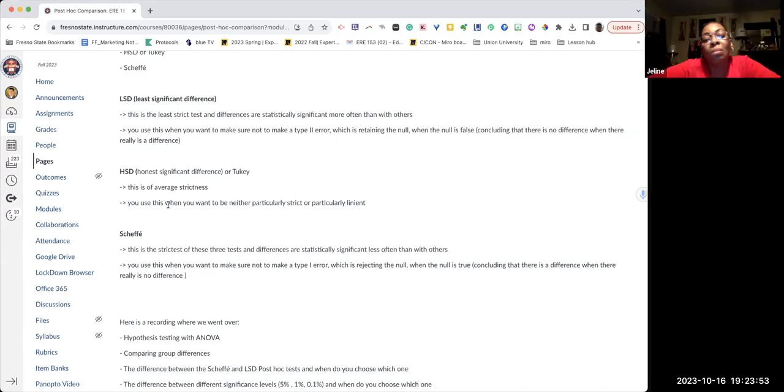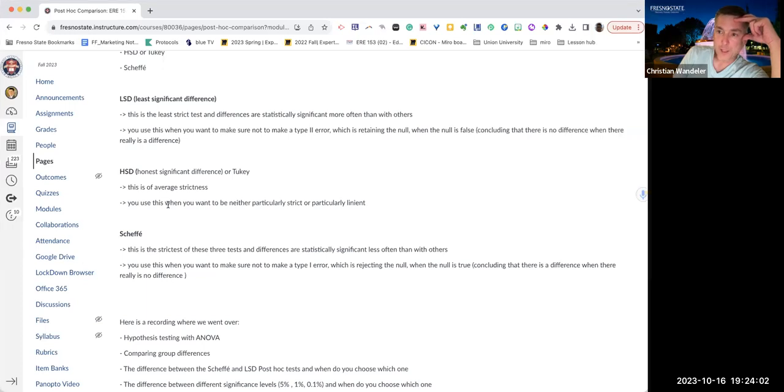So let me give you an example. Let me make an example. Let's say we have a new medicine that prevents COVID, let's just say, right?